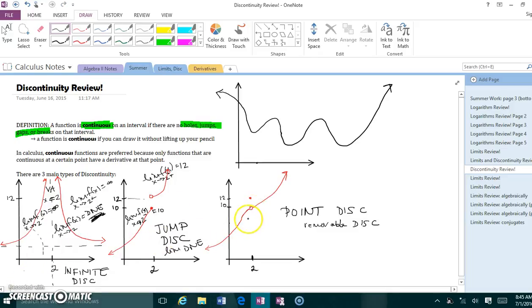So those are the 3 types of discontinuity you'll need to know for the summer work packet and for next year. In class next year, we'll actually get into the calculus definition of continuity because there's a little more involved. So the next video is going to be limits graphically from piecewise functions.